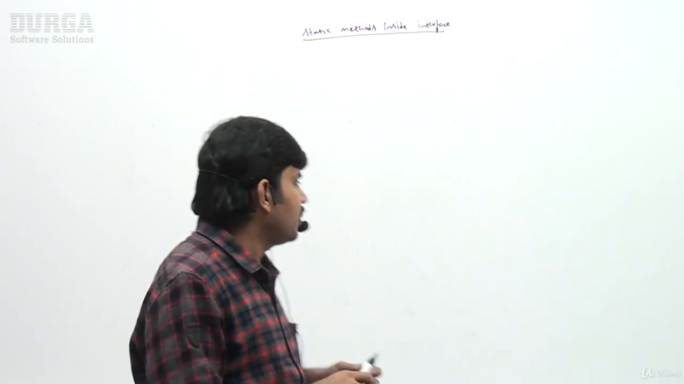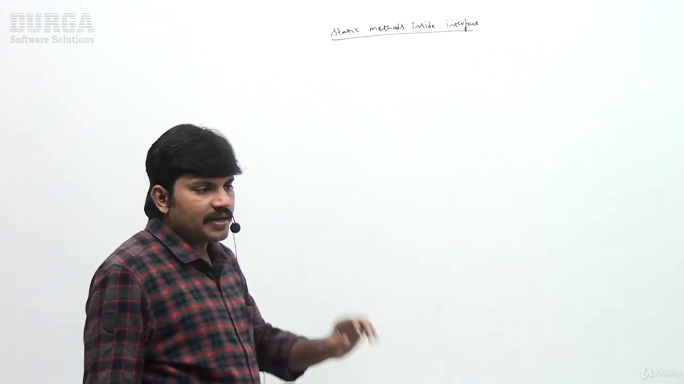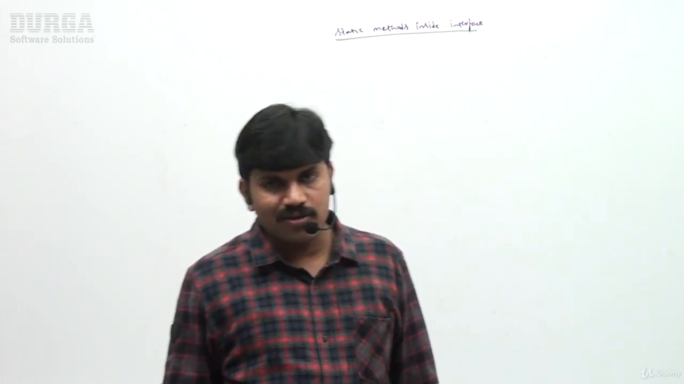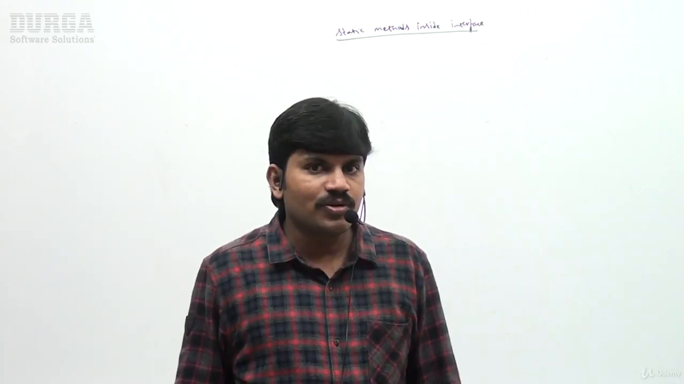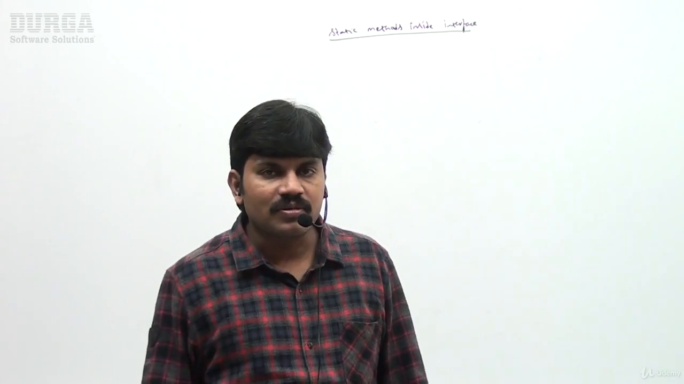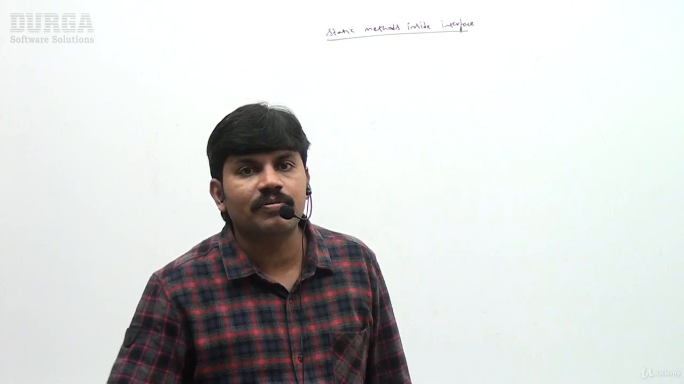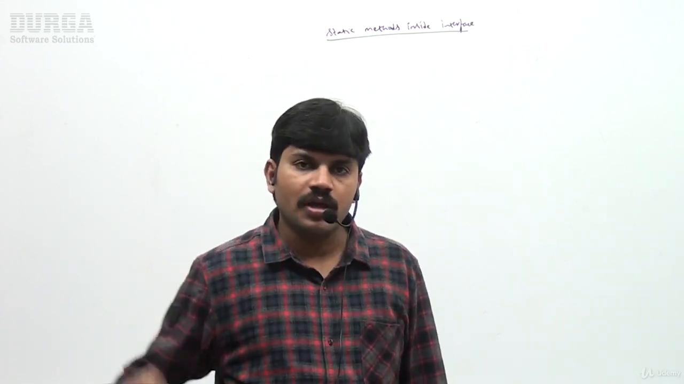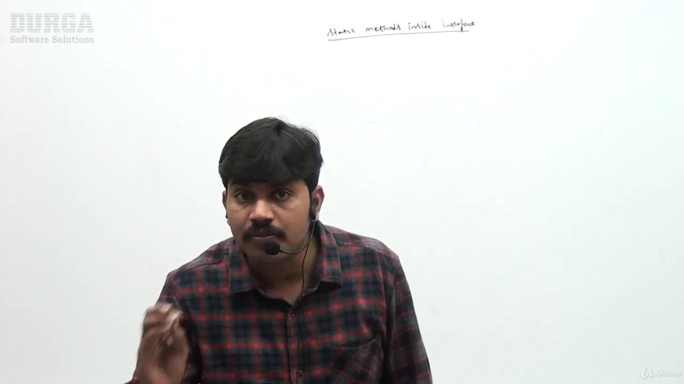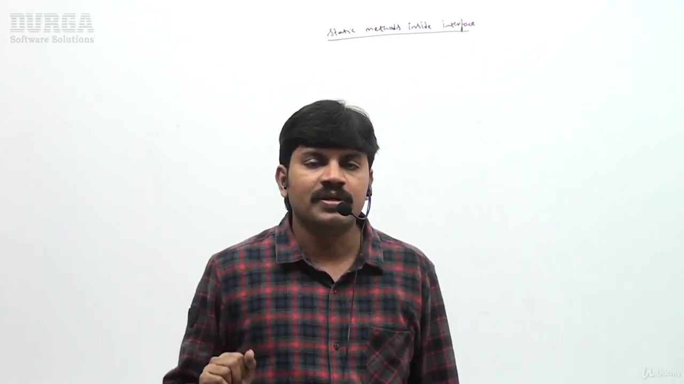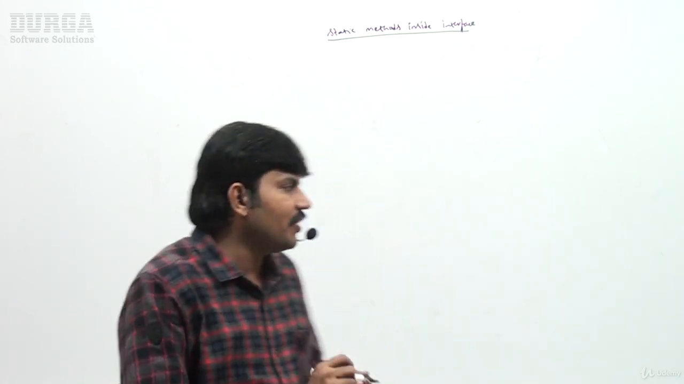Let me explain. A static method is nowhere related to an object, and an interface is also nowhere related to an object. Then what is the need of defining a static method inside a class? If you want, happily you can define a static method inside an interface. What is the purpose? That part I will discuss.